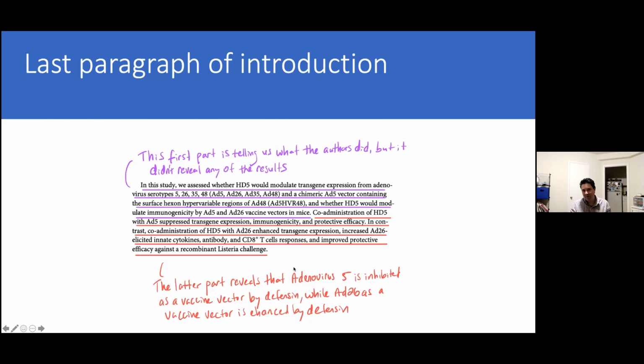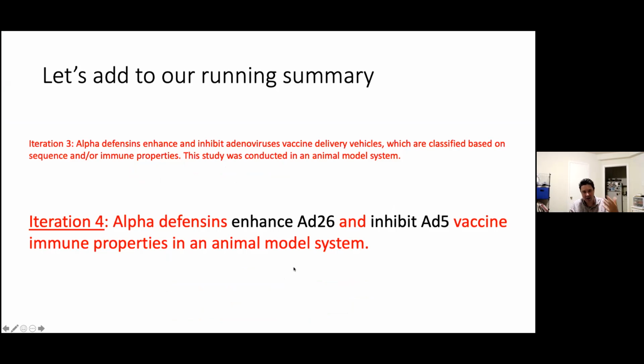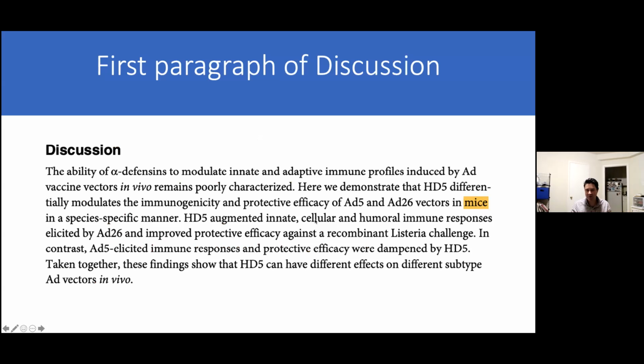So we take that information, and now we can add it to our running summary of what we had going on. Our third iteration was: alpha defensins, they enhance and inhibit adenovirus vaccine delivery vehicles, which are classified based on sequence and or immune properties. The study was conducted in an animal model system. So what we've added from just looking at the last paragraph of the introduction is that we're specifically talking about AD26 and AD5. So instead of just general adenoviruses, now we're a little bit more specific, and we're sort of gaining ground on what these authors did.